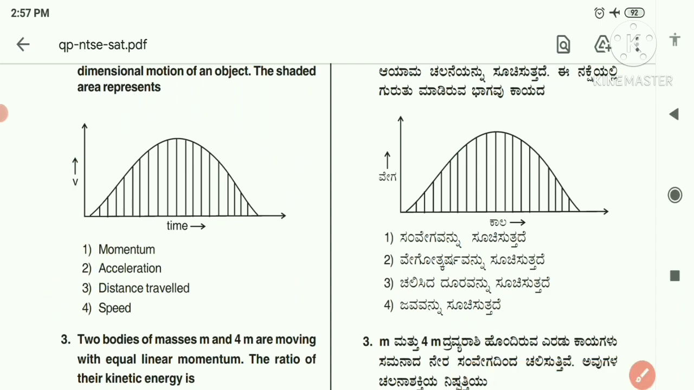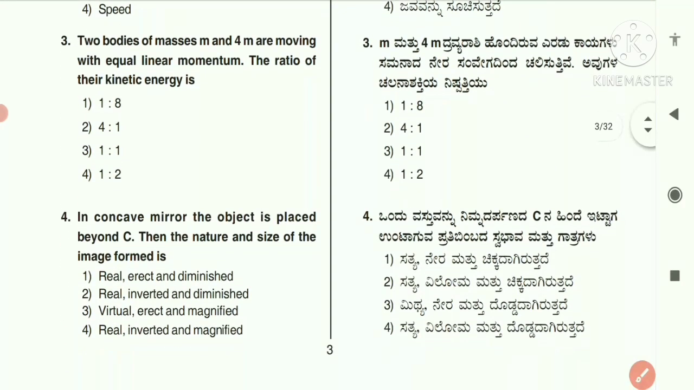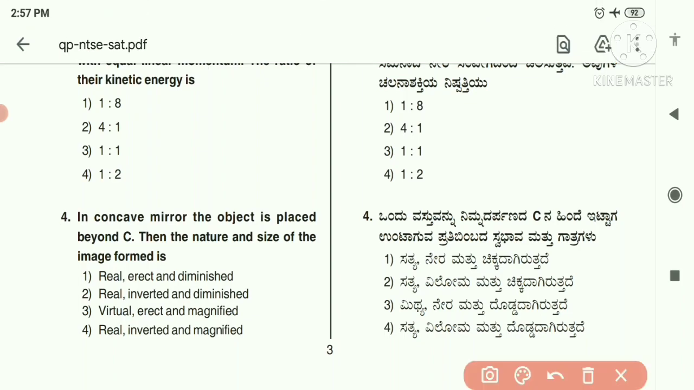Okay, now let's go to the third question. Two bodies of masses m and 4m are moving with equal linear momentum. The ratio of their kinetic energy is: option 1, 1:8; option 2, 4:1; option 3, 1:1; and option 4, 1:2.